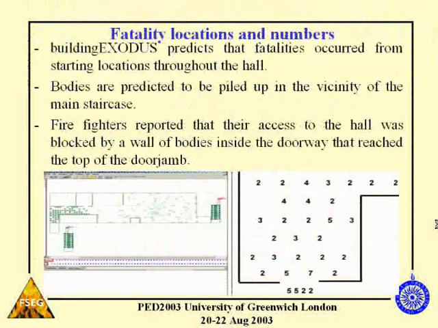This shows you the body locations, where the fatalities started from. The thing to note is the fatalities were initially distributed throughout the floor. So it wasn't simply the people closest to the fire that ended up as fatalities. This is showing you where the bodies are, and the number of bodies piled up in these various locations. In some places, we're getting about 7 bodies piled up on top of each other. The firefighters who came in reported in the incident that their access to the hall was blocked by a wall of bodies inside the doorway that reached the top of the door jamb. This is the report from the firefighters going in, and we're seeing that sort of thing developing here.